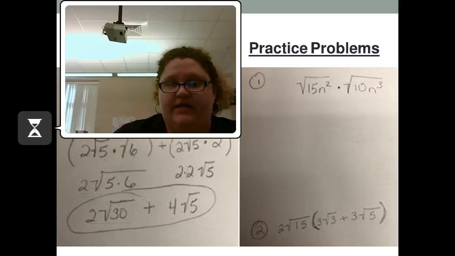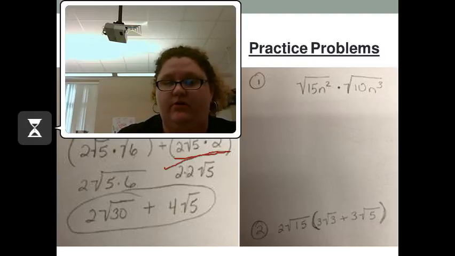If we go back to the other side, 2 square root of 5 times 2. Well, 2 times 2, we're going to do that, which gives us the 4. And the square root of 5, since there are no other radical signs here to multiply anything by, we just leave it square root of 5. So you have 4 square root of 5.